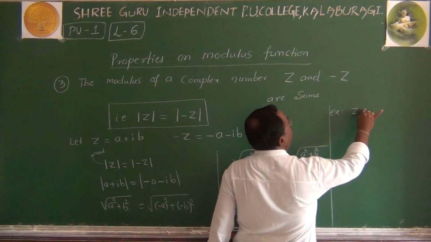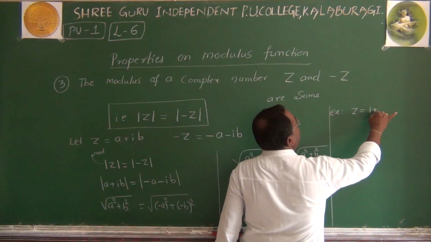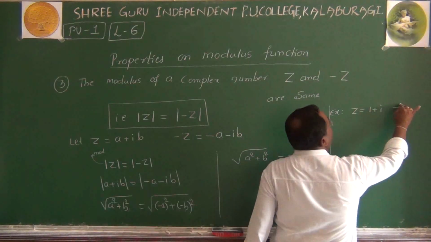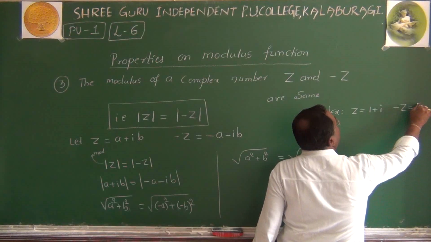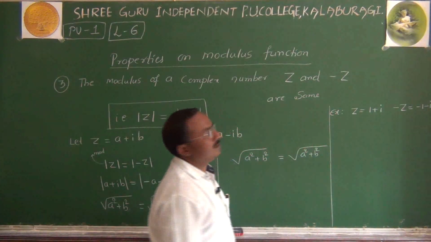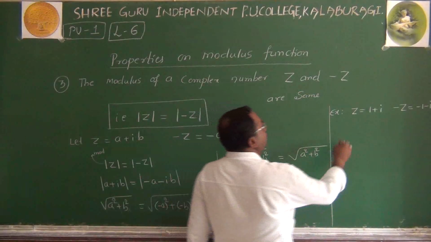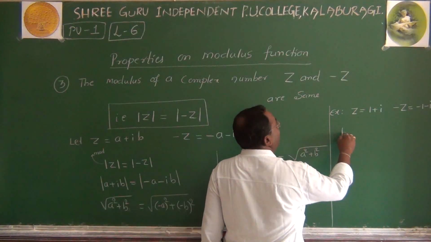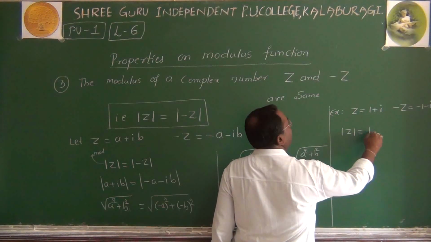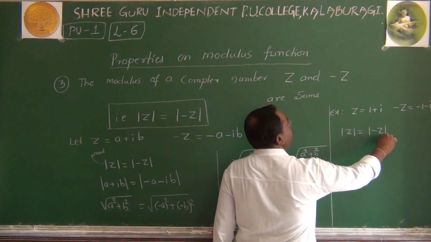Z is equal to 1 plus i, and minus z is equal to minus 1 minus i. That is the formula: modulus of z is equal to modulus of minus z.